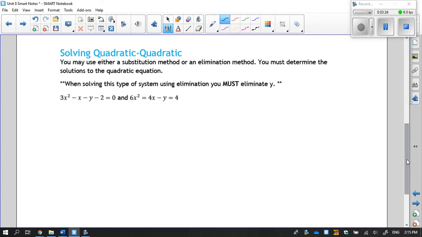So let's go on to solving a quadratic system. You may use either the substitution method or an elimination method. You must determine the solution to the quadratic equation. When solving this type of system using elimination, you must eliminate y.